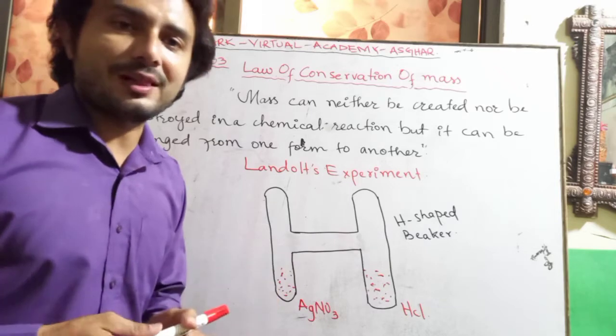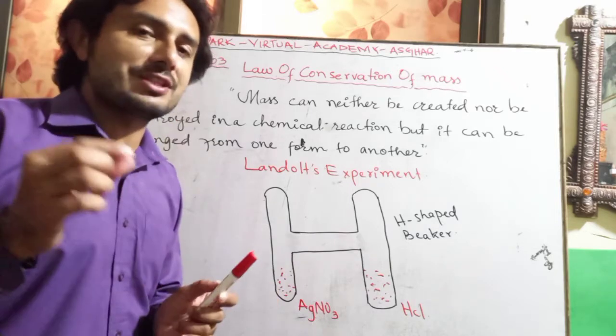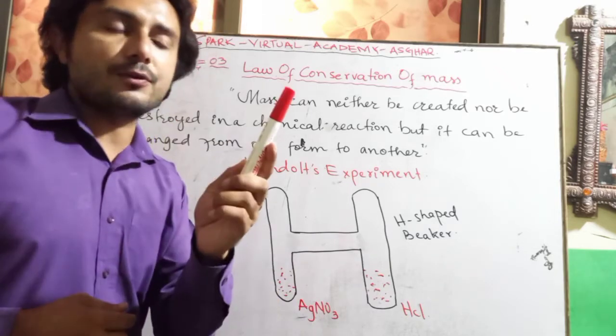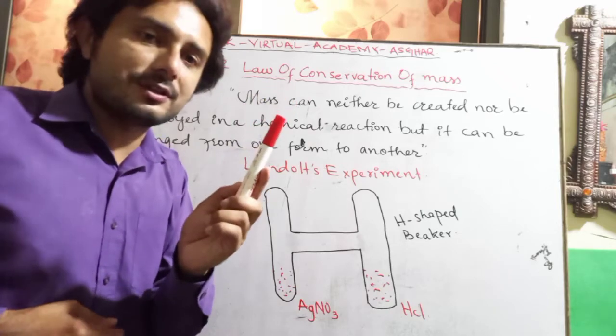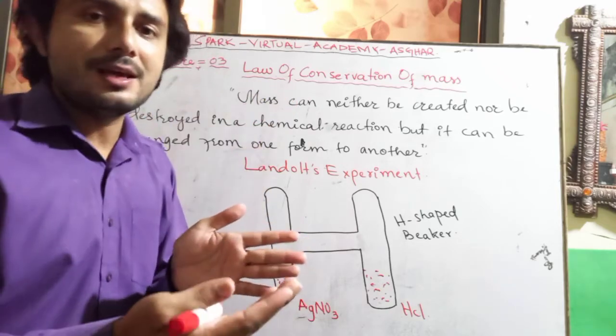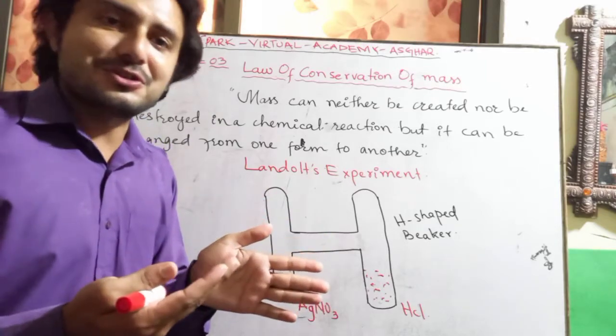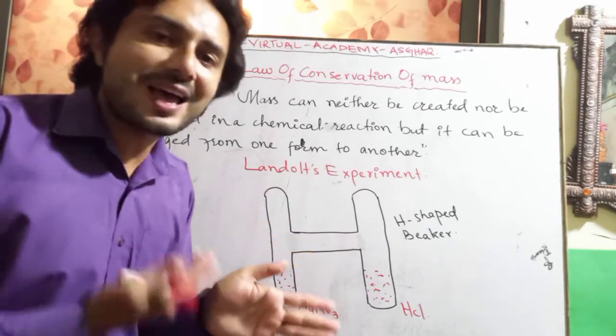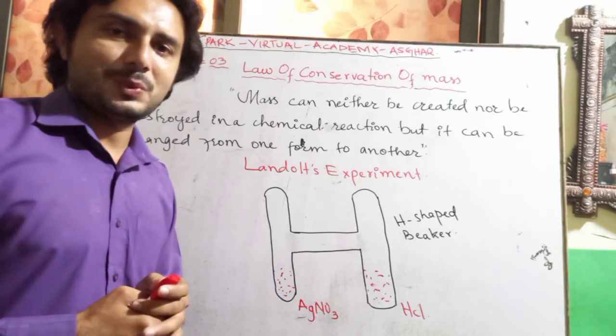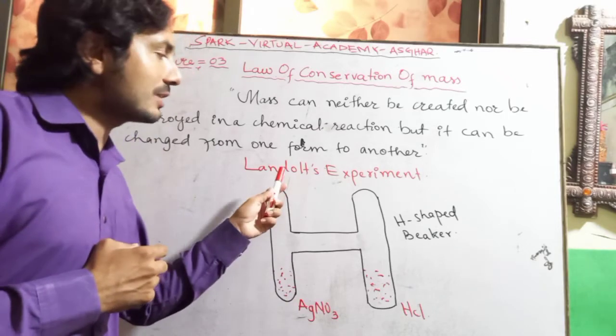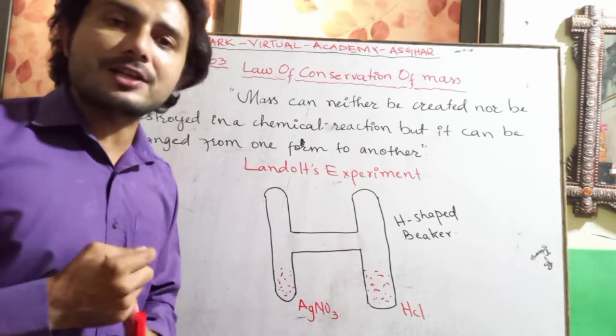For example, if we took a piece of wood and we start burning it, initially it was a solid and its shape was as a wood, and later on it becomes coal, and after coal, if we burn it more, it becomes ash. So the mass was not destroyed there. Landolt was a scientist who carried out an experiment to prove this law.